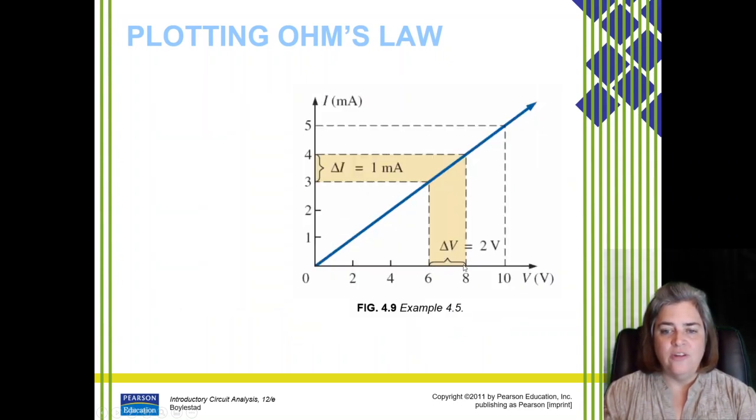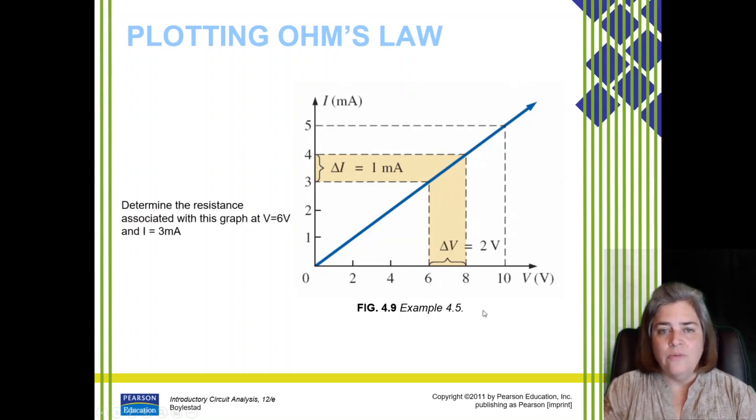Here we see the change in voltage is from 6 to 2, which is 2 volts. And from that same point on the graph, we see that we go from 3 milliamps to 4 milliamps. So 2 volts divided by 1 milliamp. Remember, 1 milliamp is 1,000th of an amp. So 2 divided by 1 milliamp would be, what would that be? 2 kilo ohms. Very good.